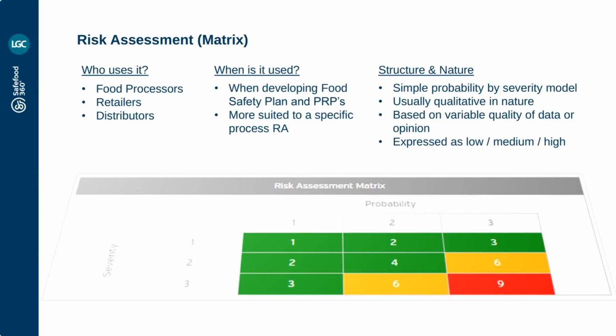This matrix-based risk assessment, food processors would use this, or retailers, distributors, and essentially historically they'd be using this. And when this type of risk assessment would be used, it's more suited for maybe a food safety plan, your HACCP plans, and the development of that, because the structure of this is a simplistic risk assessment model here.